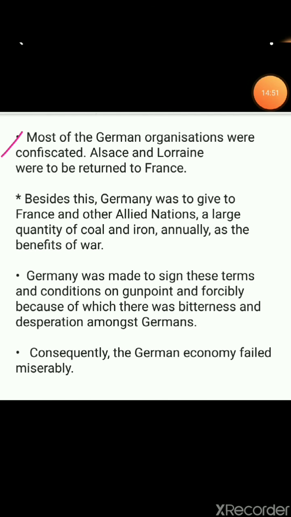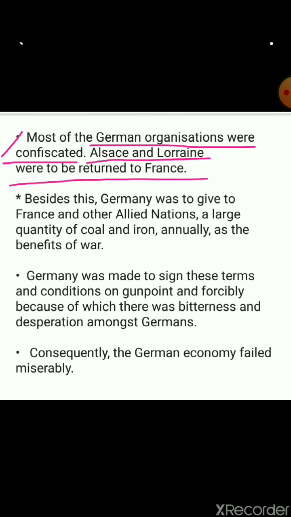Next, most of the German organizations were confiscated. Alsace and Lorraine were to be returned to France. Okay, we have seen that under the Frankfurt Treaty, France needed to give these two regions to Germany, and again those regions needed to be given back to France as Germany lost the war.